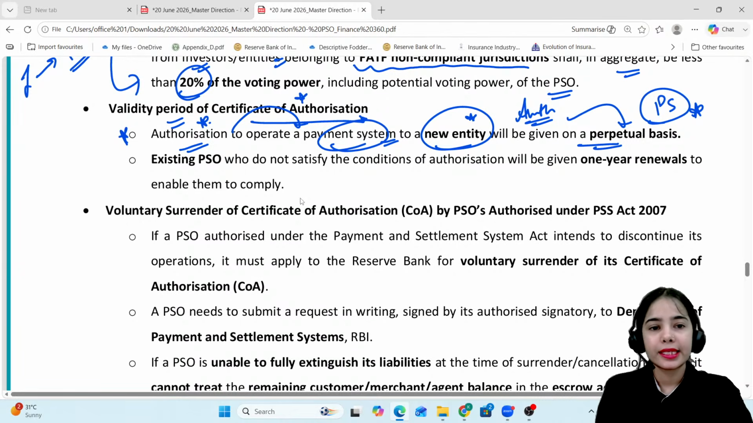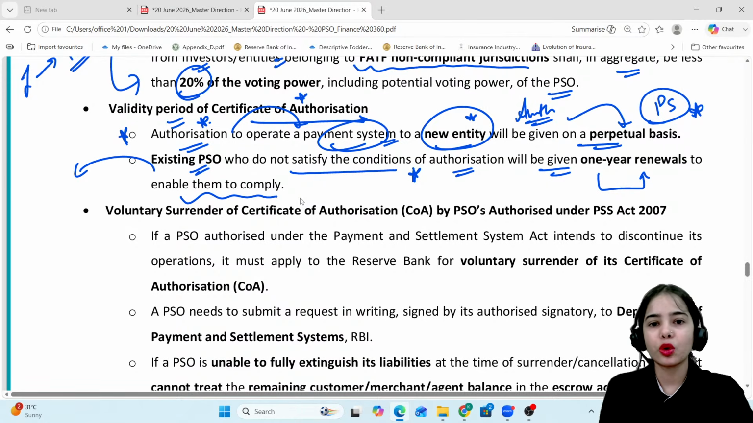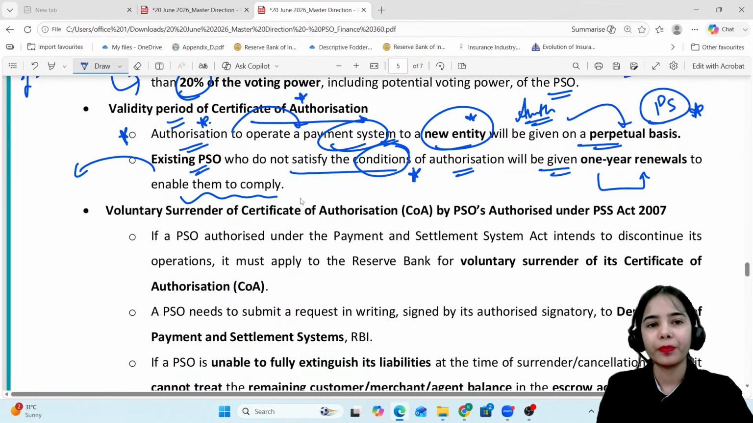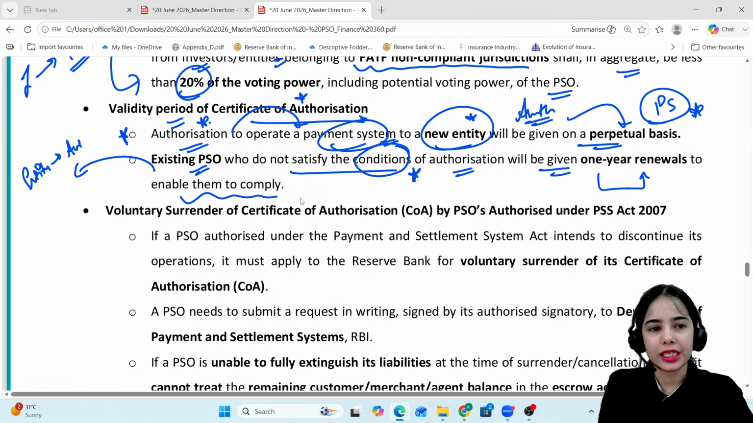Chalo. Next is existing PSOs, existing payment system operators who do not satisfy the conditions of authorization. That means they do not fulfill the eligibility criteria, they do not fulfill the fit and proper criteria. They will be given 1 year renewal to enable them to comply. Okay. So let's say they do not satisfy the conditions of authorization, whenever an entity is provided with the authorization to work as the payment system operator.